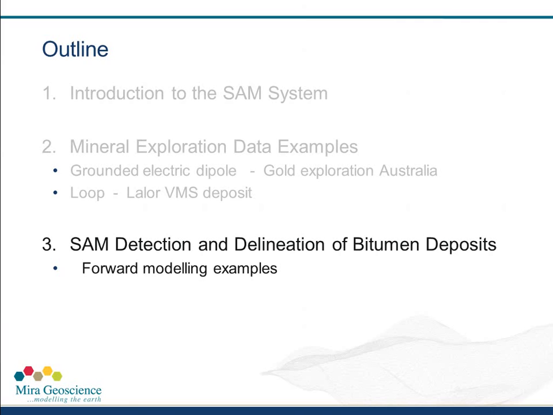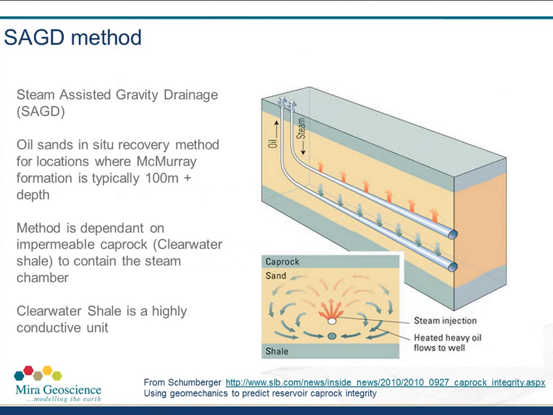So this is from the Athabasca oil sands in Alberta. And it's a forward modeling study. We did do a survey, and I'll talk briefly about the survey, but I can't show you those results, unfortunately. So SAGD is steam-assisted gravity drainage. It's a method of extracting bitumen in situ in an oil sands environment.